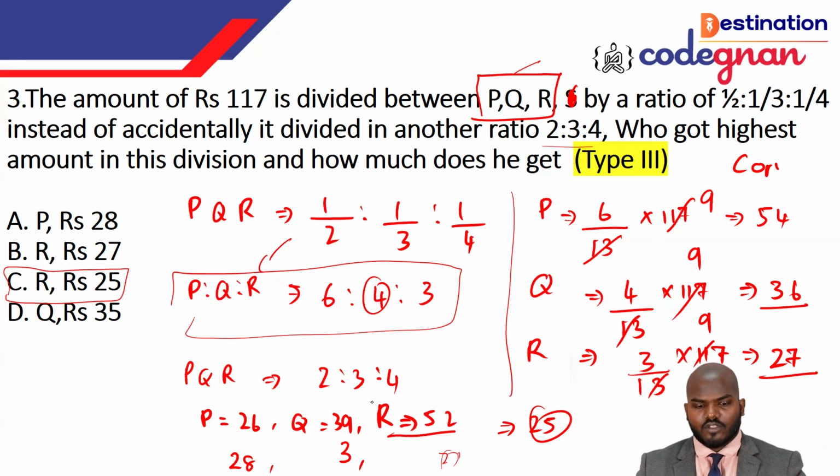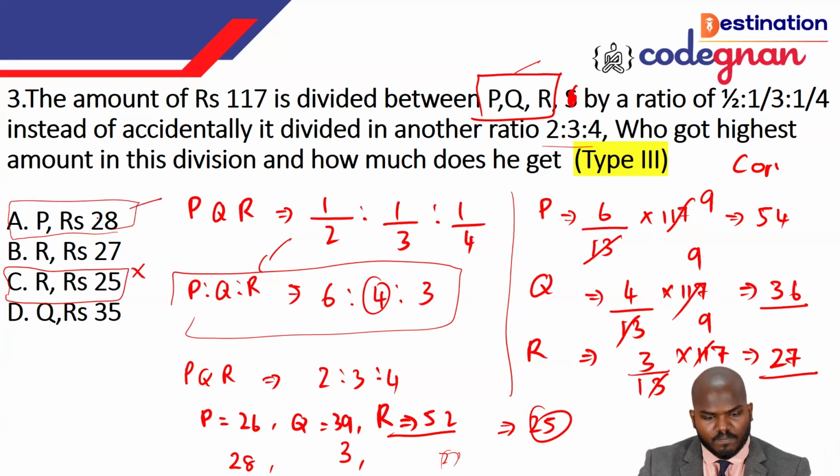Okay, so this is how we can get the answer very quickly. Probably P is giving the highest value. Okay, P, so not R. P will give you the highest value as 28. So P stands as the correct answer here. So option A is the correct answer.